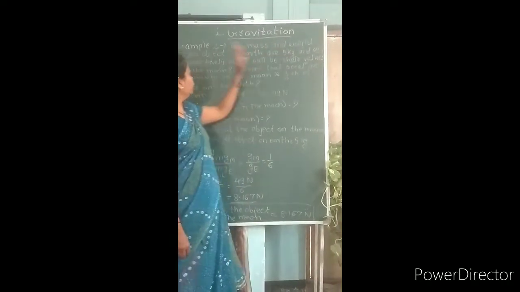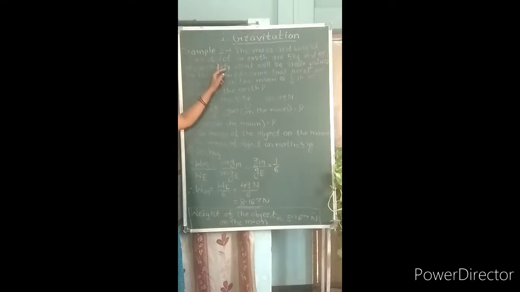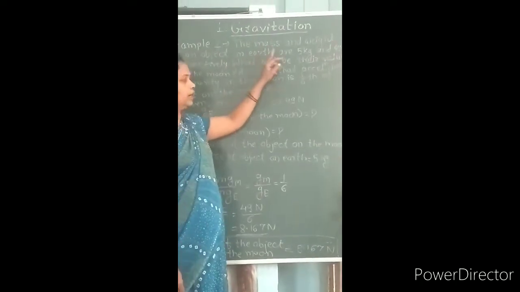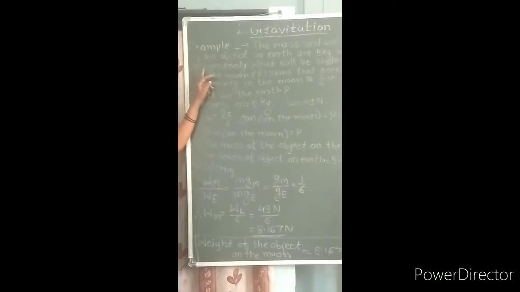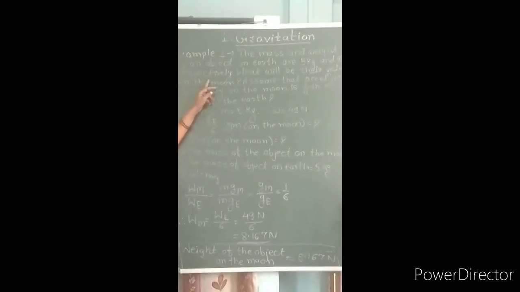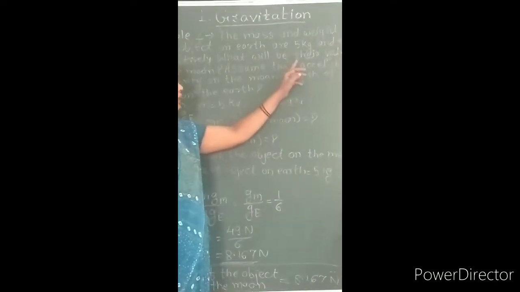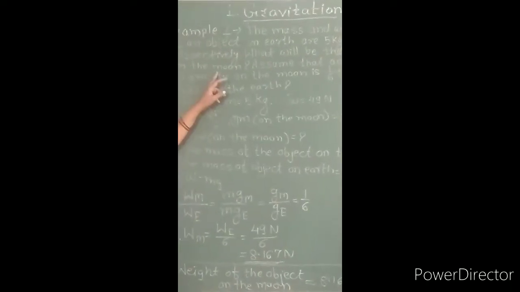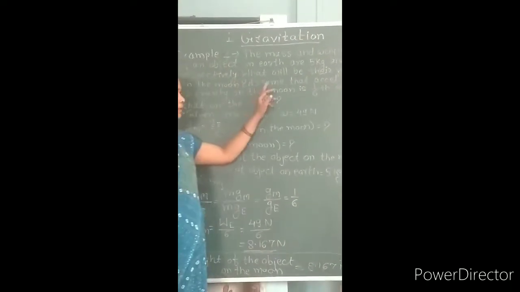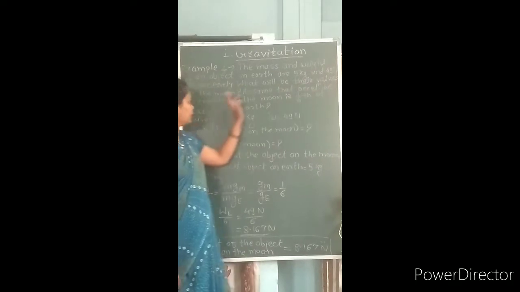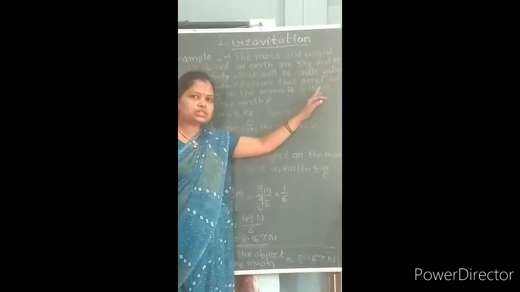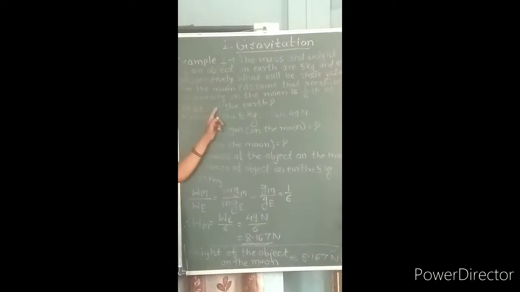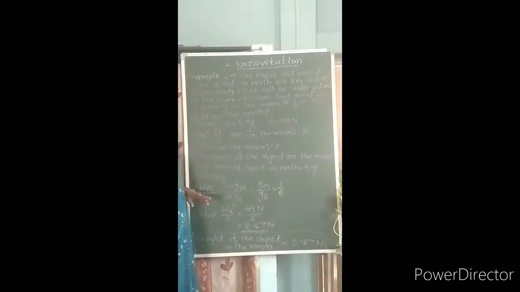The mass and weight of an object on the earth are 5 kg and 49 Newton respectively. Then what will be their values on the moon? Assume that the acceleration due to gravity on the moon is 1/6 of that on the earth.